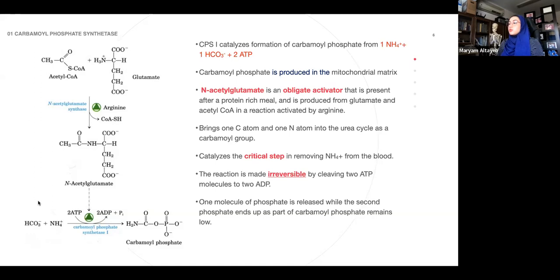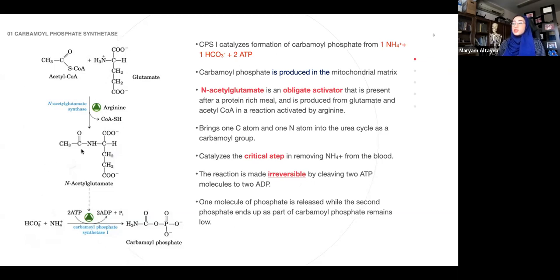Why is it irreversible? Because you're breaking down 2 ATP to give you 2 ADP, right? So we said we need 2 ATP for the reaction. So this is where we're cleaving our ATP. And what are we making? We're making carbonyl phosphate. Makes sense, right? The name of the enzyme is carbonyl phosphate synthetase. So what you're doing is you're creating carbonyl phosphate, okay? And so this is the first step.